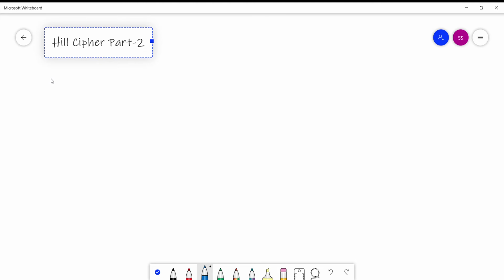In the previous video of Hill Cipher, I explained how to solve a problem where Hill Cipher is involved, meaning how to encrypt your plaintext and how to decrypt your ciphertext. In the last video, I showed you an example where my key order was 2 by 2. Now in this video, I will show you another example where I am taking a key matrix of order 3 by 3.